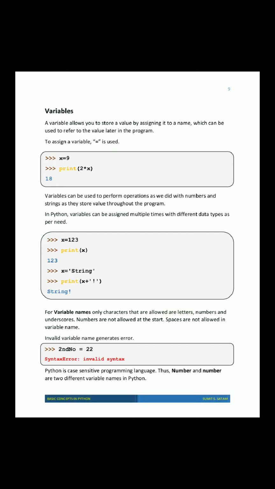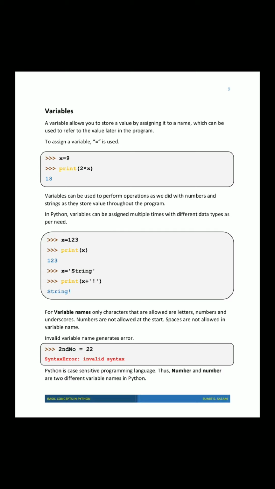Let's check out the next example. x equals 123. So if I print x, the answer is 123. If I assign x equals a string, that means now instead of pointing to 123 as a value, x is now pointing to the string. And then if I want to print the string with the exclamation sign, I can do that by the concatenation operator. You can see with the print function it is x plus the exclamation sign.